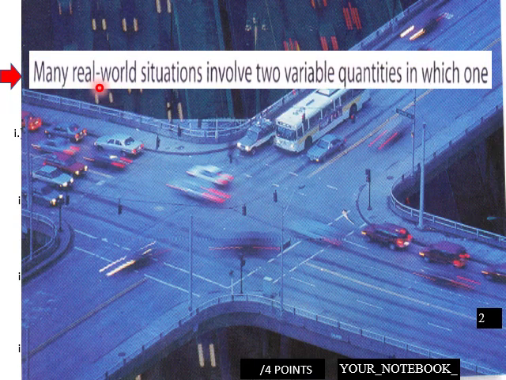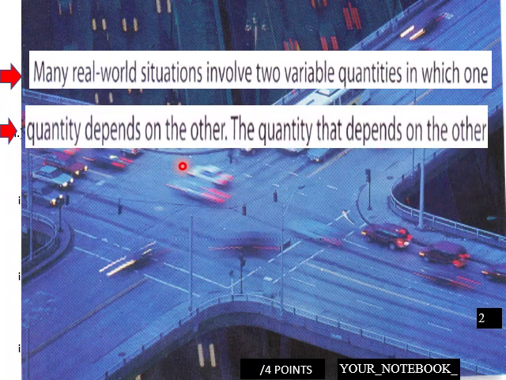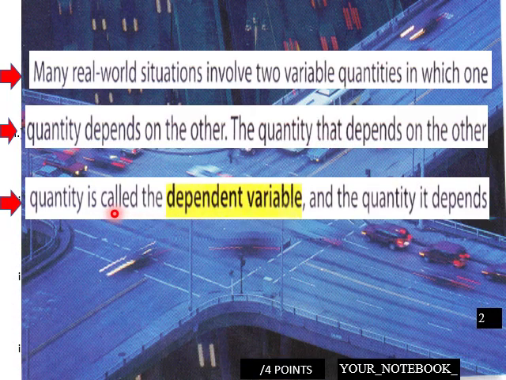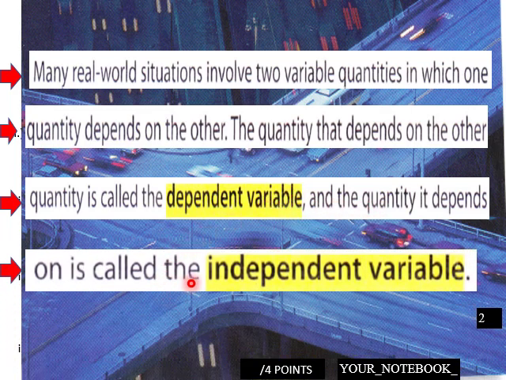Again, into your notebook. Many real-world situations involve two variable quantities in which one quantity depends on the other. The quantity that depends on the other quantity is called a dependent variable, and the quantity it depends on is called the independent variable. So we got some good vocabulary here, students. Put this in your notebook.